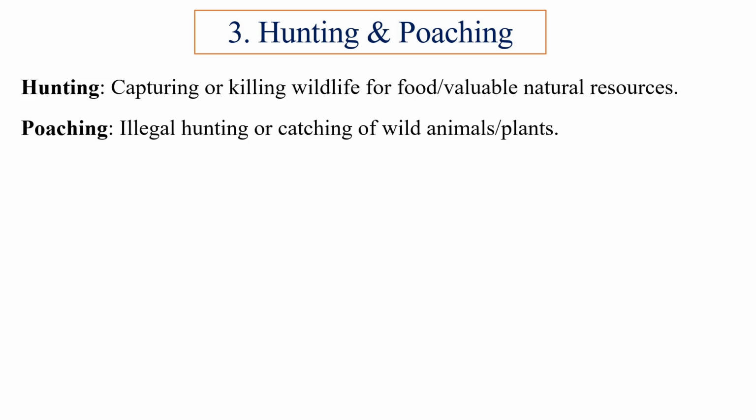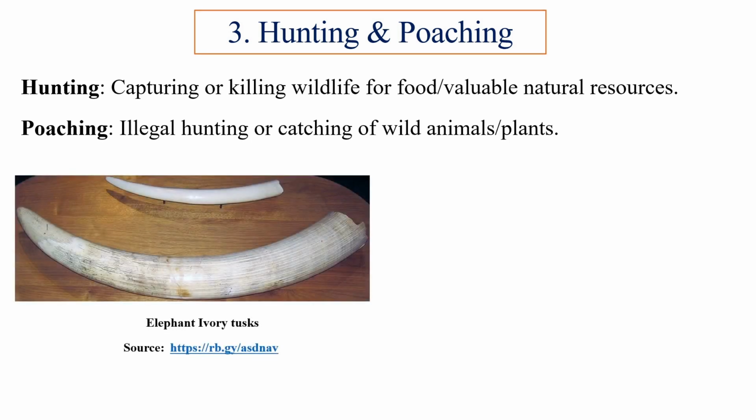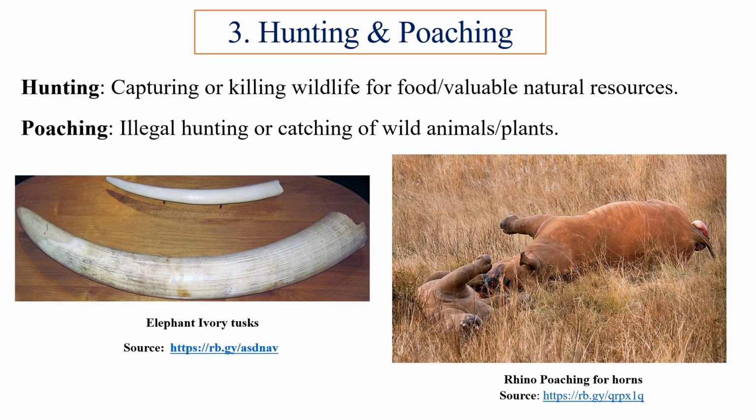Poaching is the illegal hunting or catching of wild animals. Various plants and animals are illegally collected for commercial utilization of their products such as cosmetics, pharmaceuticals, perfumes, and decoration purposes. For example, the poaching of elephants for their ivory and rhinos for their horns, which are used in traditional medicine, is a major threat to these species.